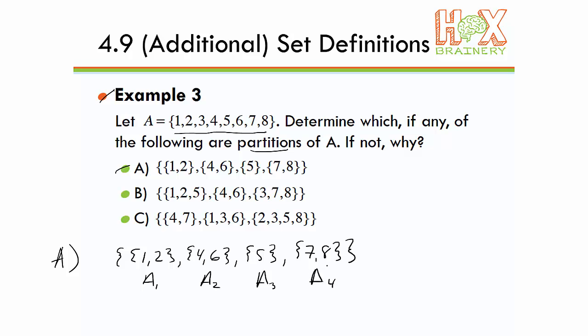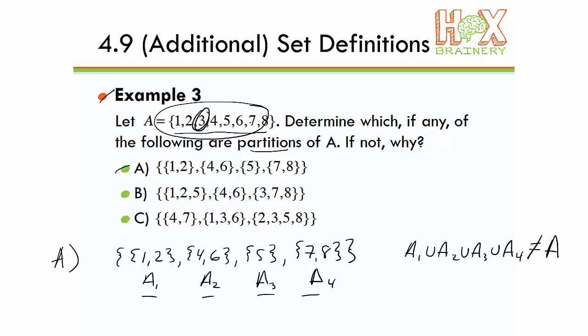So the first condition is if you take the union of all of these, A sub 1, union A sub 2, union A sub 3, union A sub 4, does that equal set A? We would not get A. This is not equal to set A. And this is because none of these contain the element 3. The element 3 is missing. So this is not a partition.